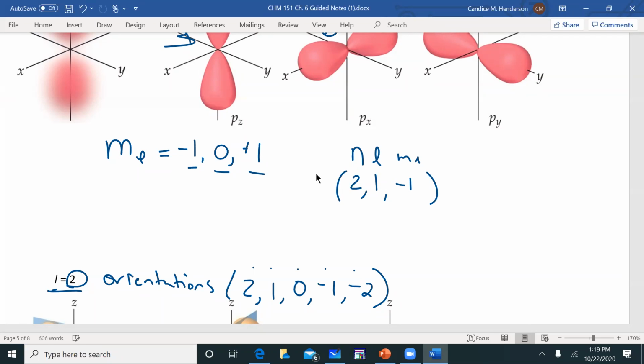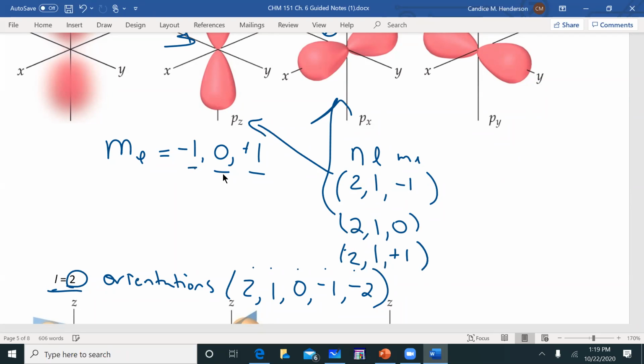So this is one orientation. We could say that this is this orientation. All right, I have another option though. I'm still a dumbbell, so I'm still the 2 shape. I'm still an L equals 1, but instead of being in this orientation, let's say I'm in this orientation, which we're going to classify as the 0 orientation. So this guy can be this one. Finally, I've got a 2, a 1, and a +1. So each of these can change. So there are 3 options within each P.